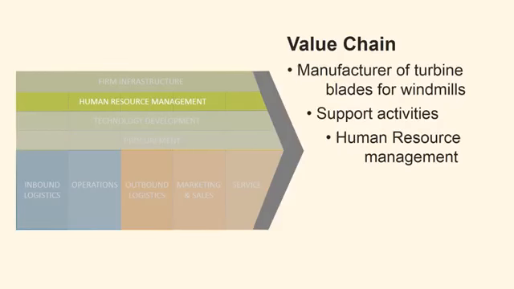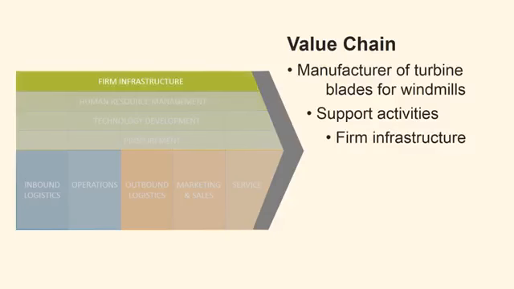Support activity human resources have hopefully had a share in all other activities placed below them. A simple example would be the blades that are delivered offshore. Here they must make sure that the people have the right training in relation to the rules of working at sea. Support activity firm infrastructure is, as said before, an umbrella over all other activities. It supports the other 8 activities.